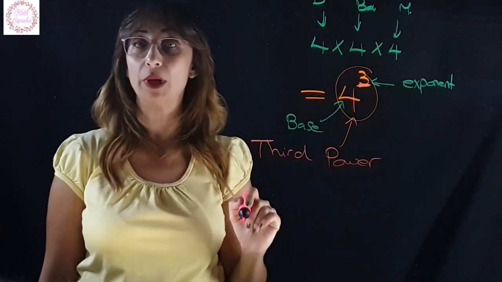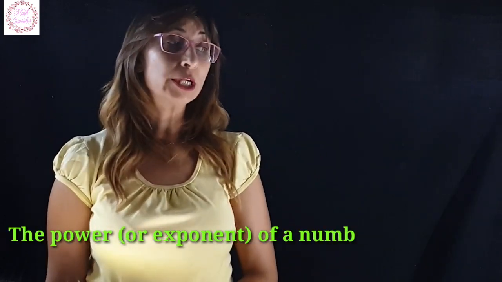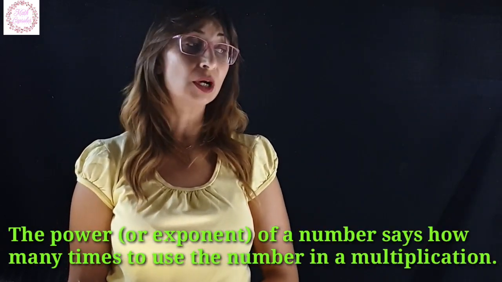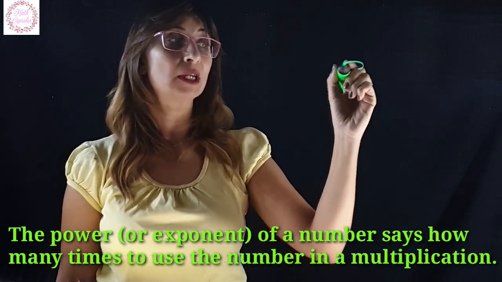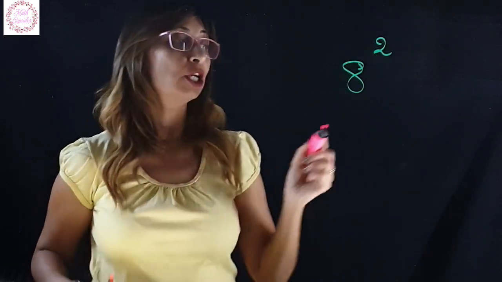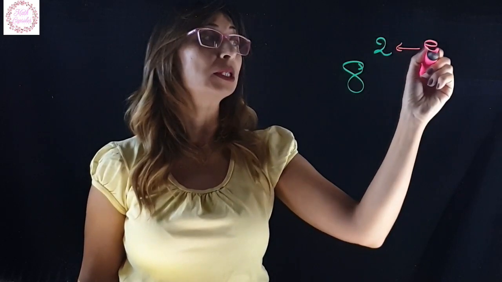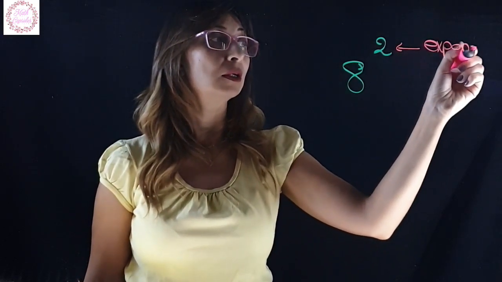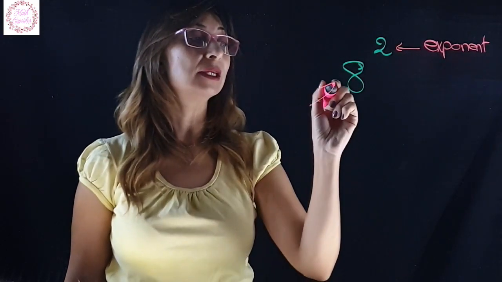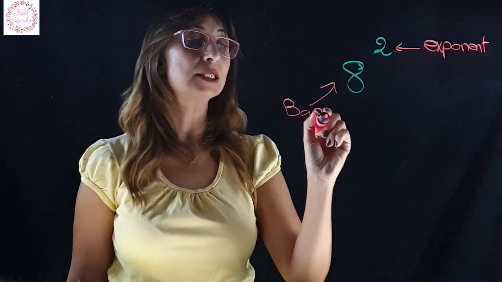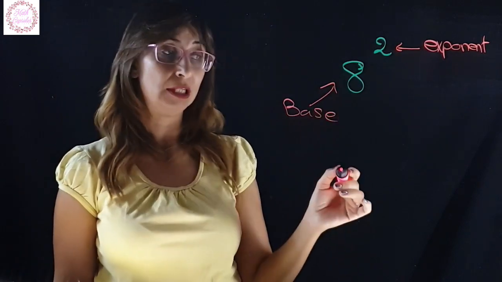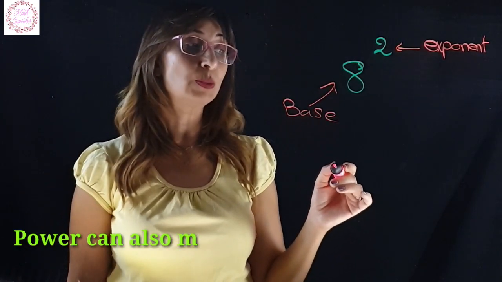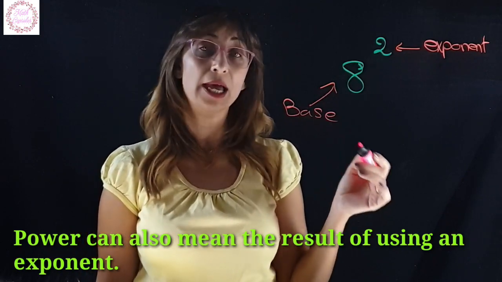And we can multiply it. So the power or exponent of a number says how many times to use the number in a multiplication. So again, if we have an example like 8 to the power of 2, in this case, 2 is called the exponent of the base 8. So 8 is the base and 2 is the exponent, and together we call it the power of 8. So the power can also mean the result of using an exponent.